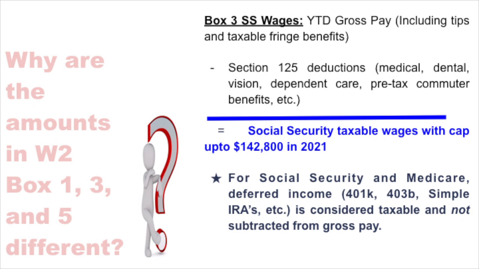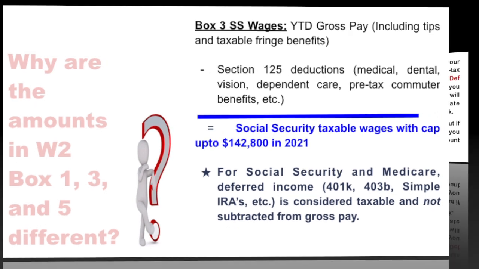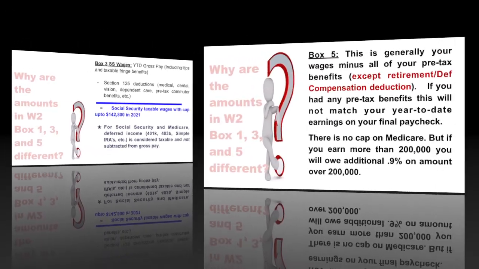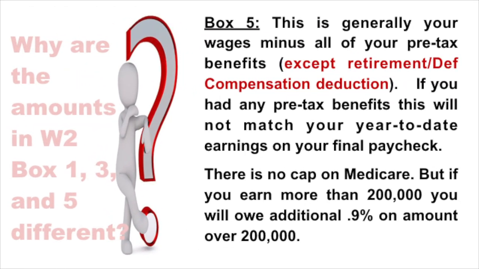Another reason for the difference could be the group term life insurance coverage over $50,000. That amount is not included in box 1, but it is included in box 3 and 5, meaning the group term life insurance imputed income is subject to FICA payroll taxes and withholding. Let's have a look at box 5, the Medicare wages. This is generally the wages minus all pre-tax benefits except the 401k. If you have any pre-tax benefit, this will not match your year-to-date earnings on your final paycheck.